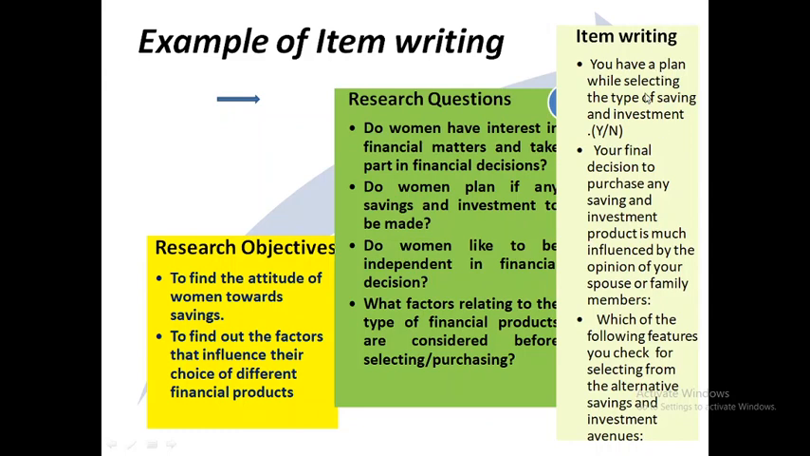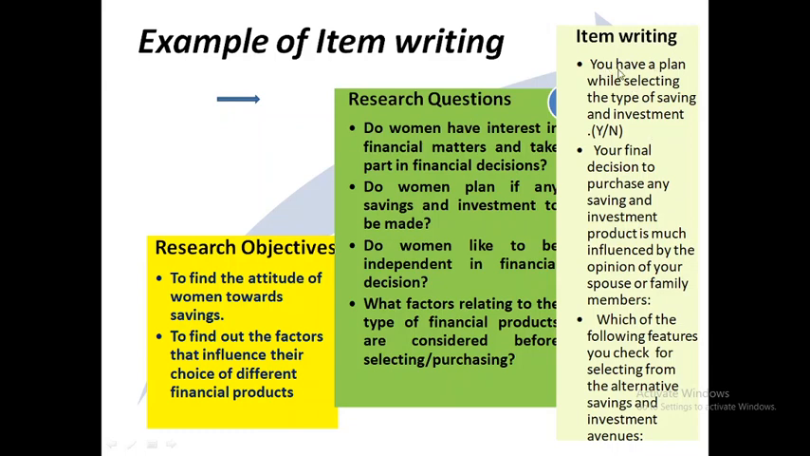Actually, this should be two questions. You have a plan while selecting the type of saving, and another question is you have a plan for selecting the type of investment. Here there was a research question: do women plan any saving and investment to be made? Therefore this question is framed. You have a plan while selecting the type of saving and investment. This question needs to be stated in a questionnaire or in the SIDL, and since the researcher is going to address the respondents, "you" is mentioned.